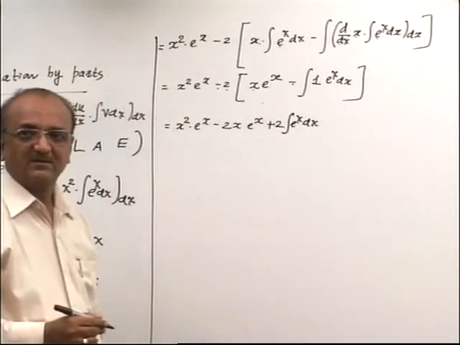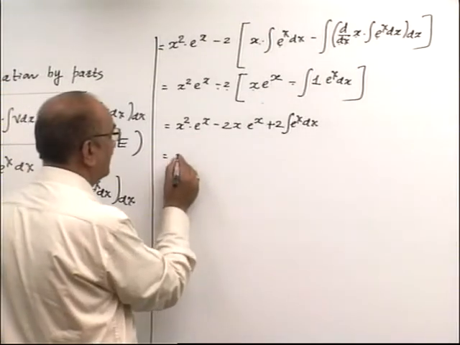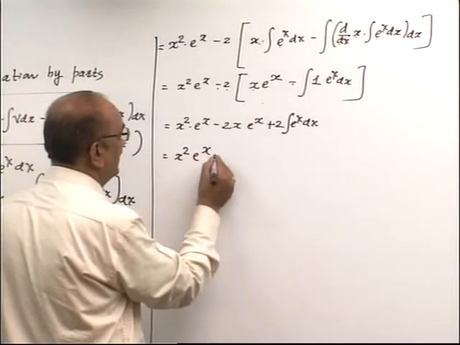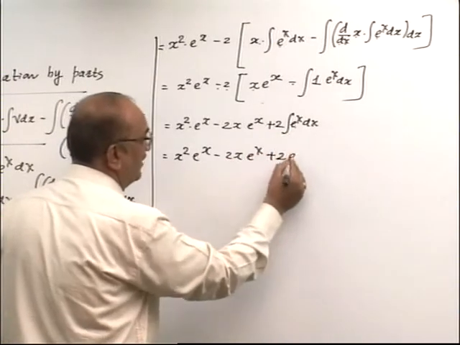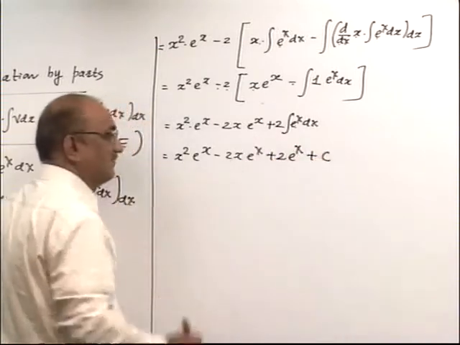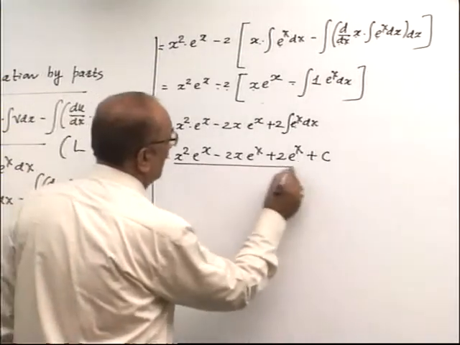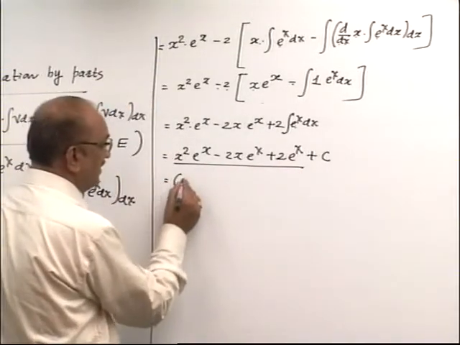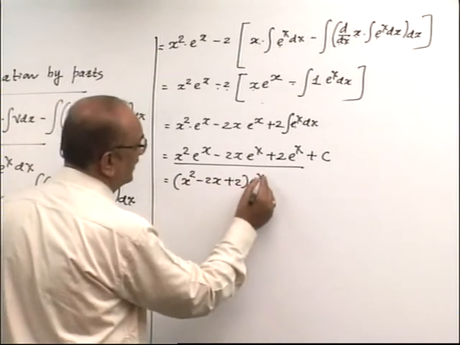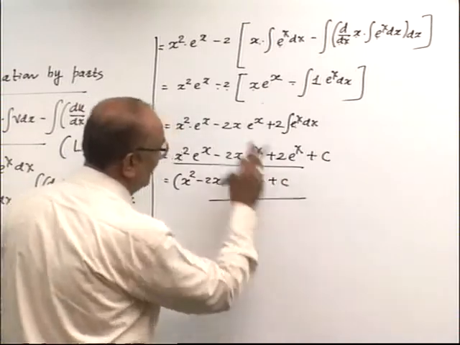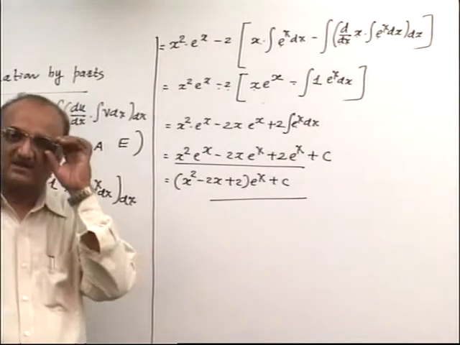Right? Then this term is very simple to integrate. What to write now? x square into e raised to x minus 2x e raised to x plus 2, the integration of e raised to x is e raised to x, plus c. This is the last term, which is said to be the integral constant. Now see, from these 3 terms you can take out e raised to x. We can write e raised to x into the bracket of x square minus 2x plus 2, plus c. This way we can solve this example, the integration of x square into e raised to x.